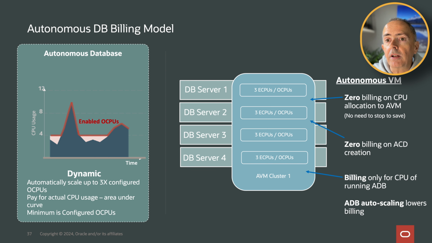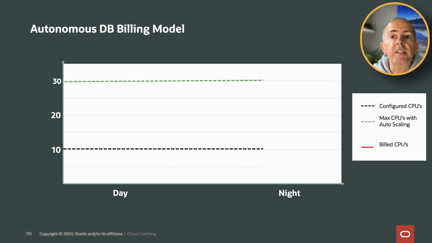And as a reminder, with autonomous, you're not billed on the allocation of CPUs to the cluster, and you're not billed at the creation of the autonomous container databases, but only when the database is running. So these changes, plus the use of auto-scaling, can reduce the cost of running your Oracle databases. So let's look at a typical workload and see what difference it makes.